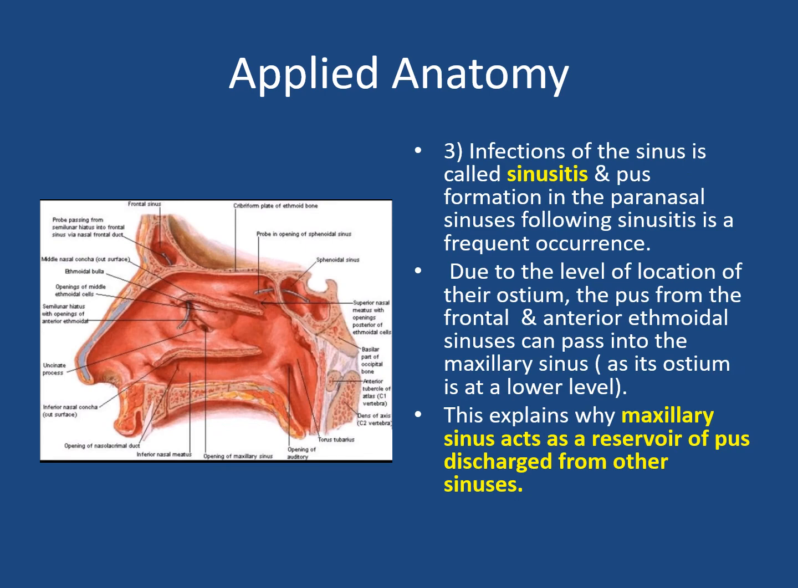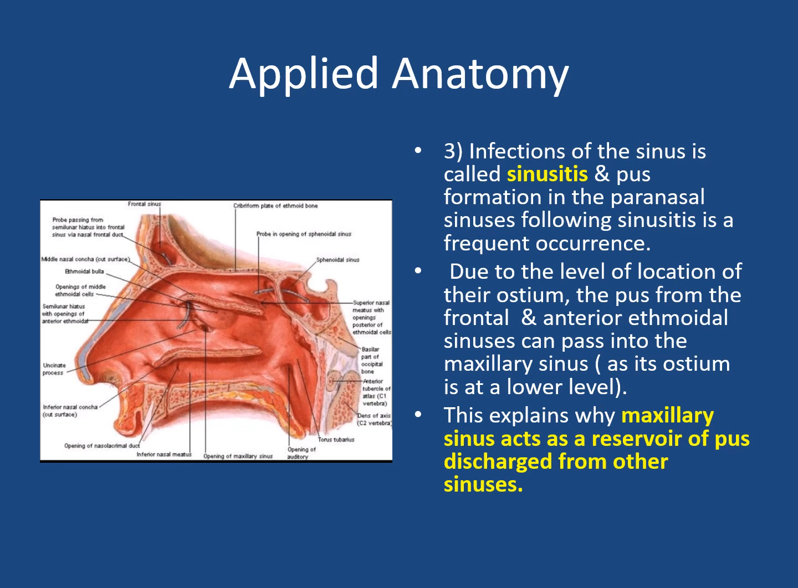So infection of the sinus, as all of you know, is called sinusitis, and pus formation in the paranasal sinuses following sinusitis is a frequent occurrence. It is interesting that due to the level of location of their ostium, pus from the frontal and anterior ethmoidal sinuses can easily pass into the maxillary sinus. Why? Because the ostium of the maxillary sinus is at a lower level.